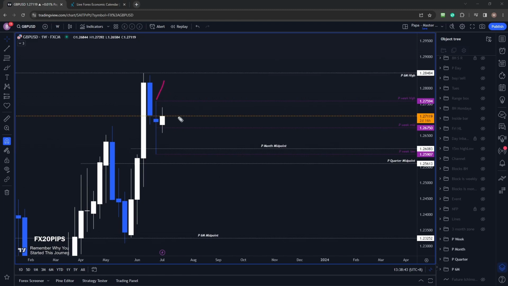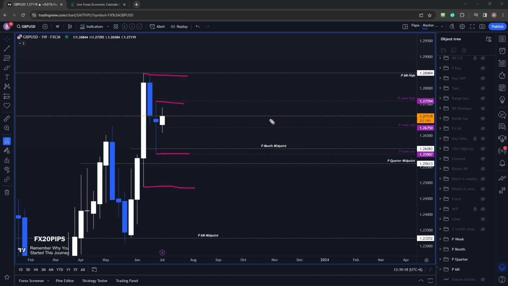This is last week's candle. This is what you call a doji candle. There is a buyer and a seller, and then the candle closed sort of above the midpoint. Then this week, the current week here, we have this bullish candle. As you can see, this is actually an inside bar, and this inside bar is inside of the previous week's candle.